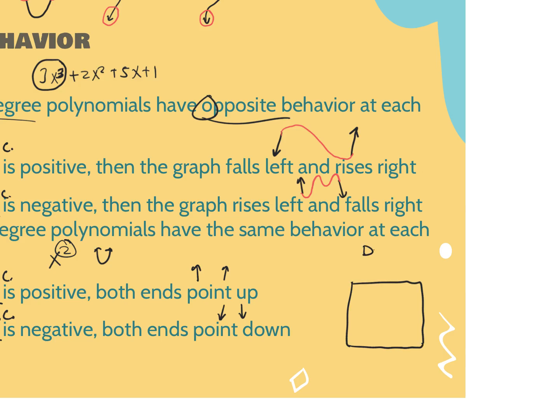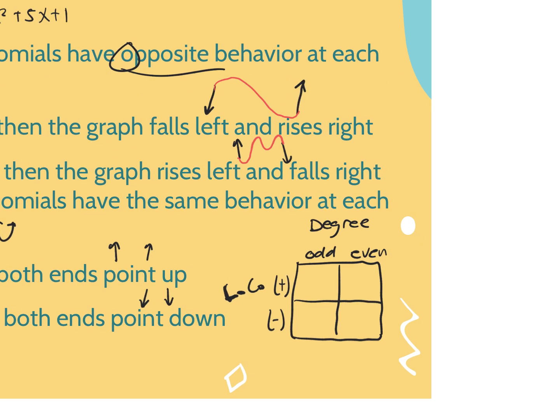And on one side, I have the degree, and on the other side, I have the leading coefficient, right? The degree is either odd or even, and the leading coefficient is either positive or negative, all right? Odd positive means the left is going to go down and the right is going to go up. Odd negative is just the opposite, right? The left is going to go up, the right is going to go down.